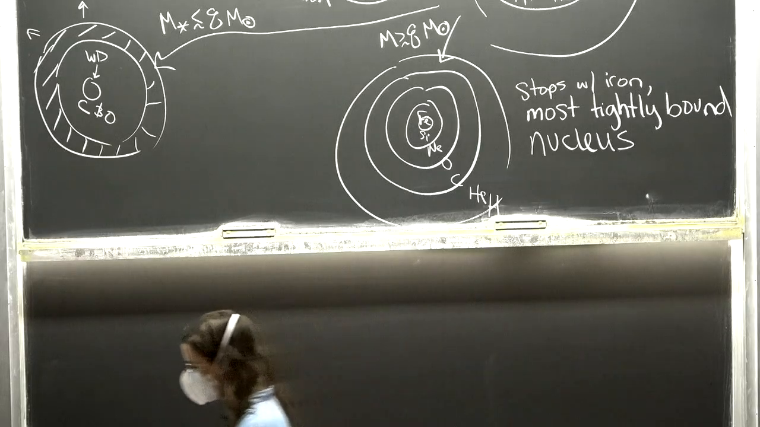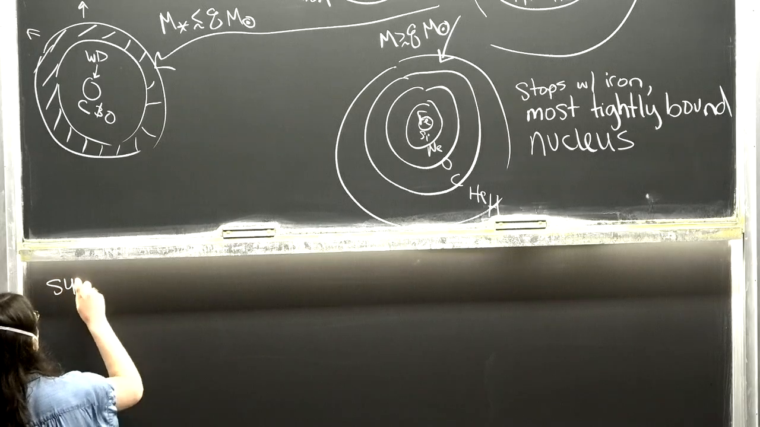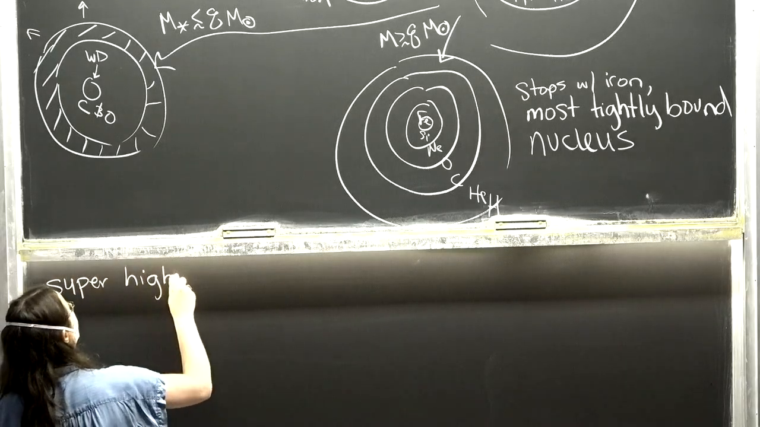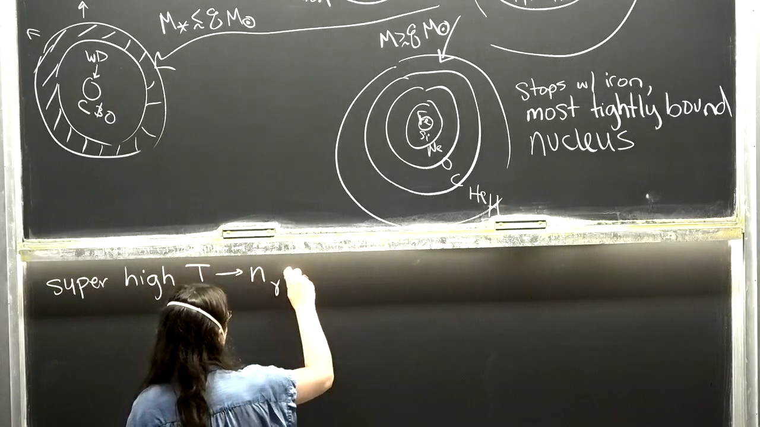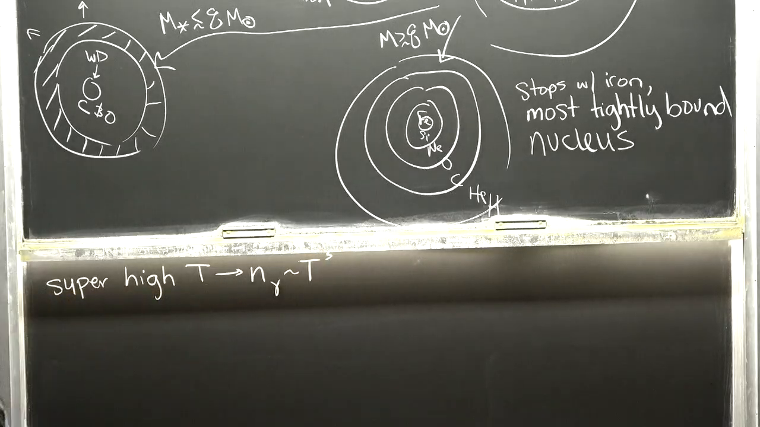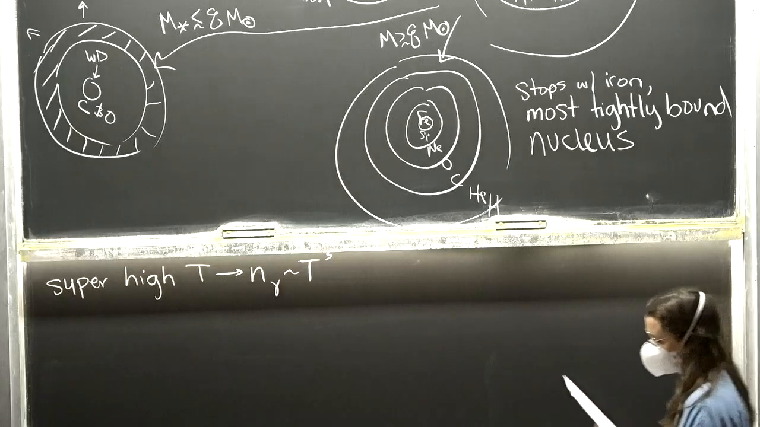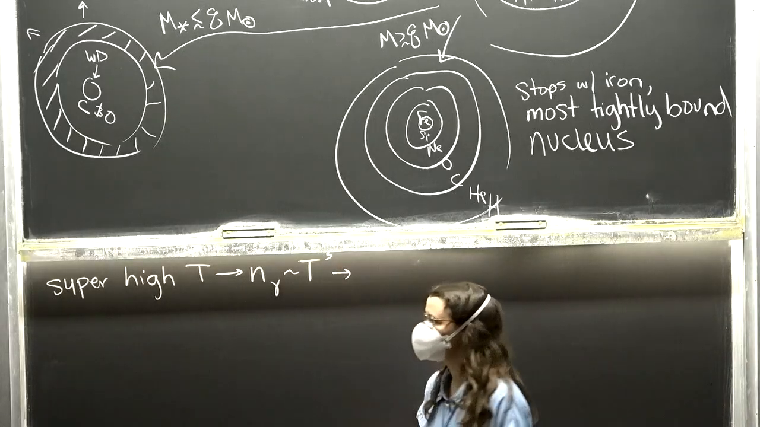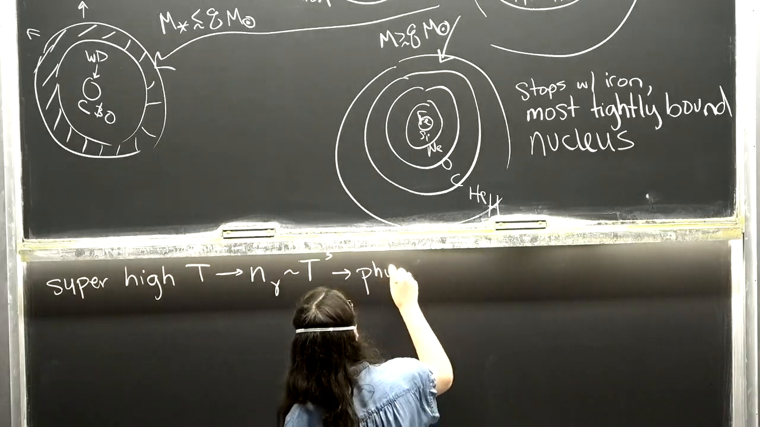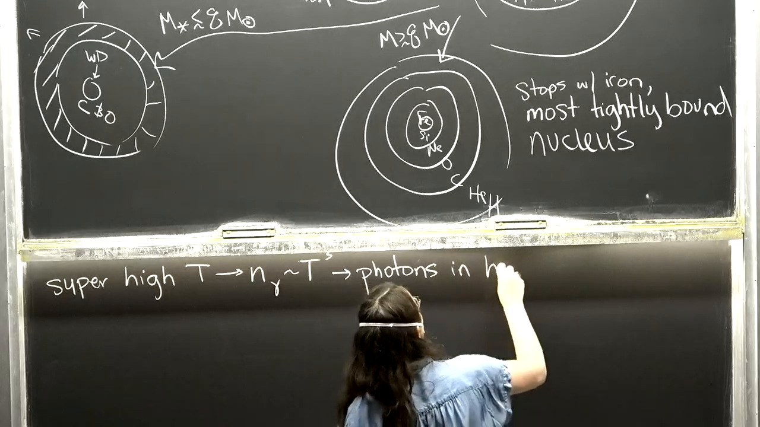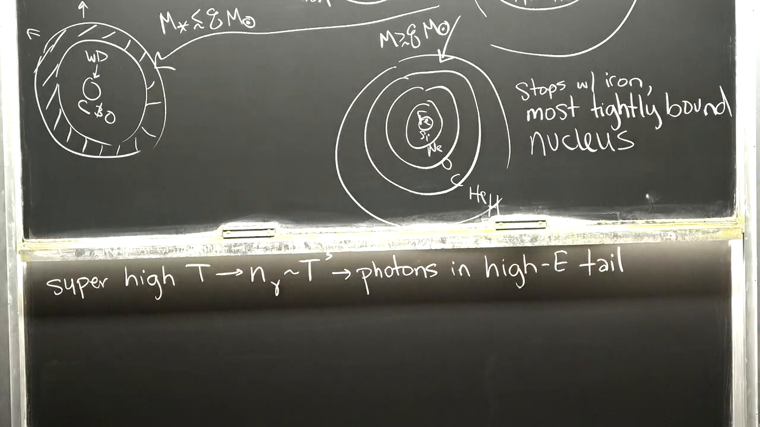So here's what happens. And again, this is story time. You have a super high T, and that leads to a super high number density of photons. The number density scales like T cubed, a very steep power law. So you have a lot of photons, and that means you have a lot of photons in the high energy tail of the distribution. Photons in the tail can actually break apart the iron.